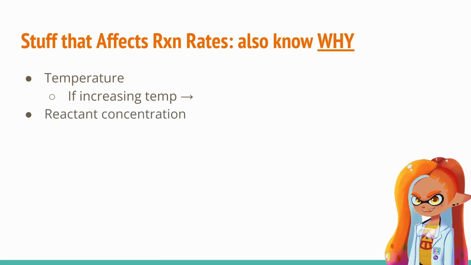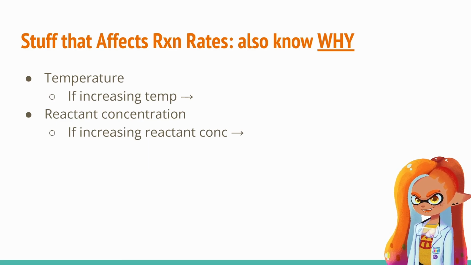You have reactant concentration, so the amount of reactants you have. If I increase how much reactant I have, then I'm increasing rate, because if I have more reactants in a system, then that means those reactants can collide more, and so there will be more successful collisions to make a reaction happen. Then we have surface area.